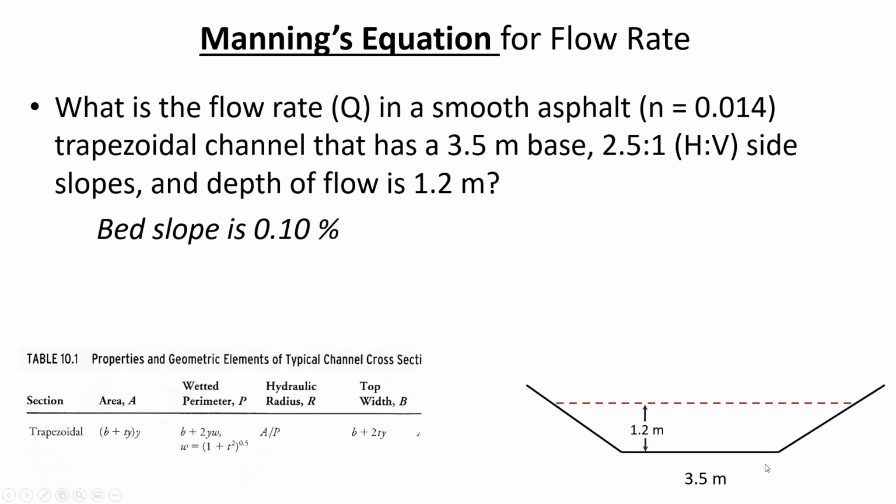So the bottom width, lowercase b, is 3.5. The depth of flow is 1.2. And if it has side slopes of 2.5 to 1, you'll notice that is saying the horizontal is 2.5 and the vertical is 1. So that means T is 2.5 in this example. Okay, so we want to know what flow rate is going to be achieved if we have smooth asphalt, 0.014, a bed slope of 0.1%, and a flow depth of 1.2.